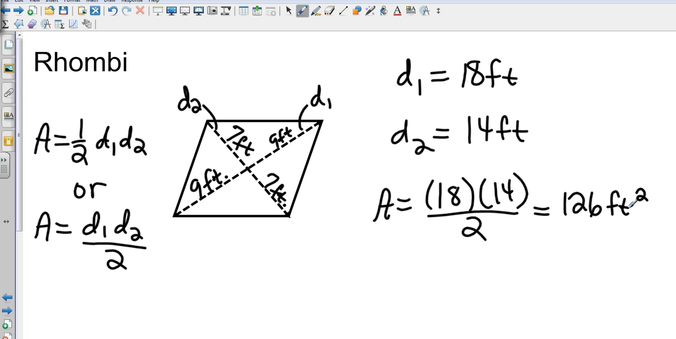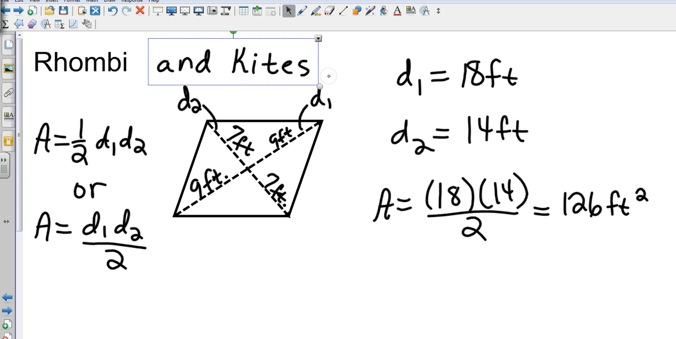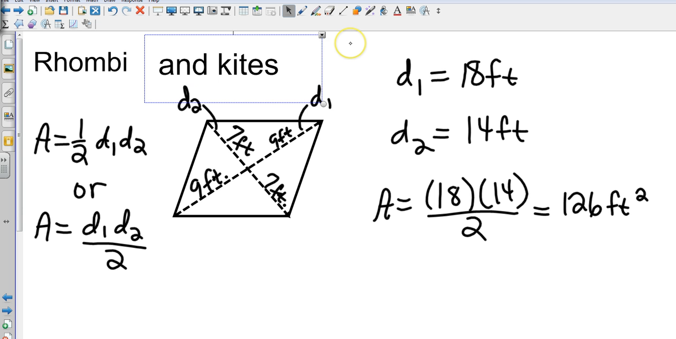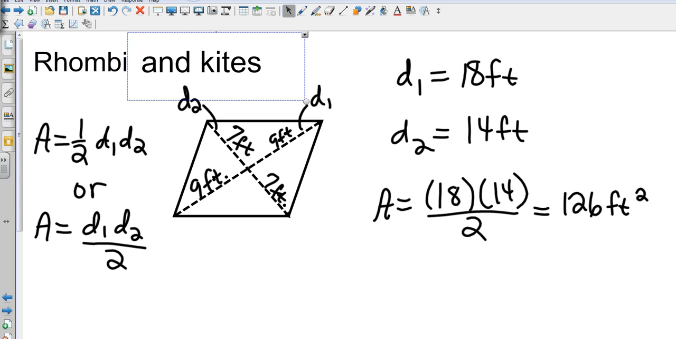So the key in this section is going to be keeping your formula straight and what do we use on what shape. So I'm going to go ahead and just go back in here, and I'm just going to write and kites. See if I can get this to recognize. Perfect. Okay, because they're going to have the exact same formula. Okay, so that is 11-1 and 11-2 in about 9.5 minutes.